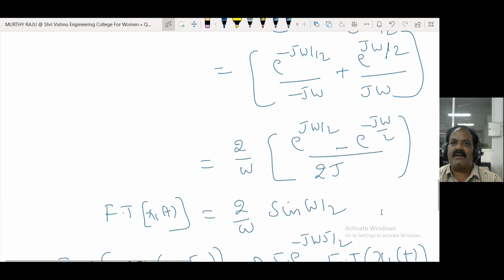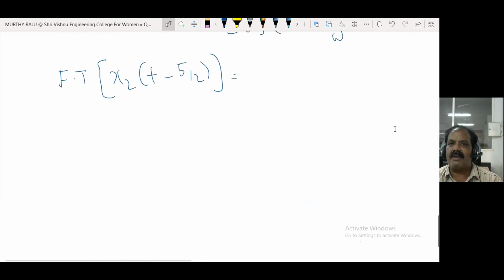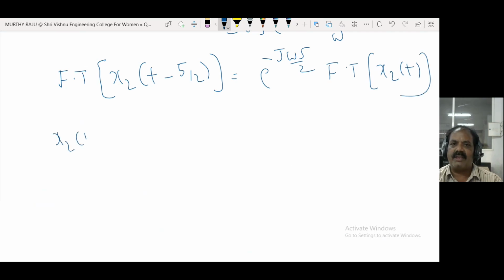x of t is the combination of 0.5 x1 of t minus 5 by 2 and x2 of t. Next, find out the Fourier transform of x2 of t minus 5 by 2. Applying the time shifting property, it is e power minus j omega, shifting value 5 by 2, times the Fourier transform of x2 of t. We know that x2 of t is 1 from minus 3 by 2 to 3 by 2.